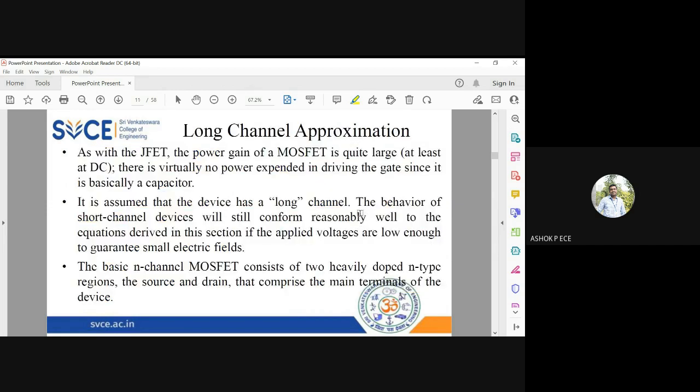All these are basics. Now we are going to go slowly into what long channel approximation is, in a MOSFET. The power gain of a MOSFET is very, very large. At the gate, you virtually provide no power because the gate current is zero. So input power is almost zero, but output power is very large. It provides a very high gain.